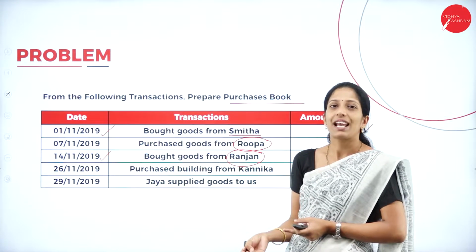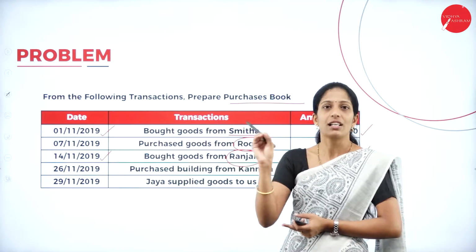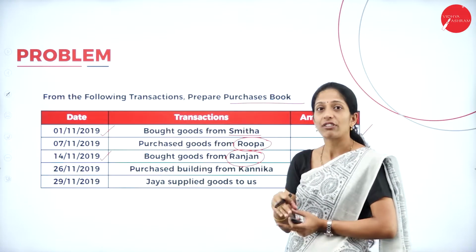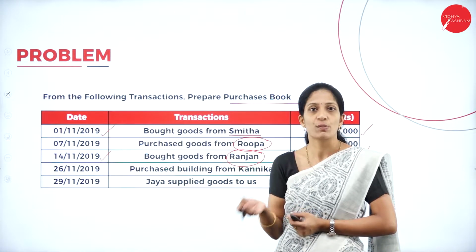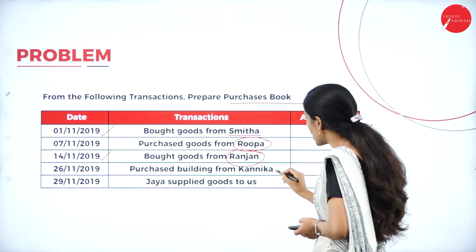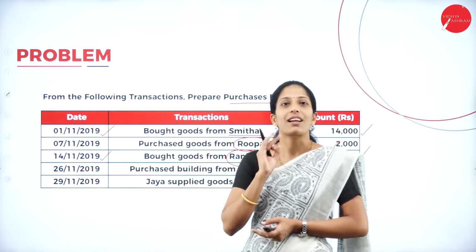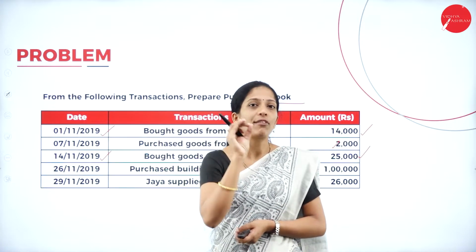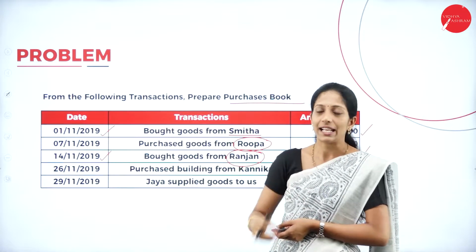Now coming to the next transaction, 26/11/2019 purchased building from Kanika. Of course, they have purchased building on credit basis because they have given the name of the person Kanika, but see through whether purchase of an asset, fixed asset, we will record in the purchase book? No. So this transaction is not recorded in a purchase book, but make sure that you will write a note for it. So you have to write a note why you have not recorded that transaction in the purchases book. We shall write later.